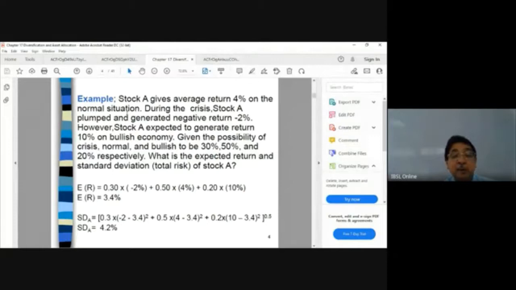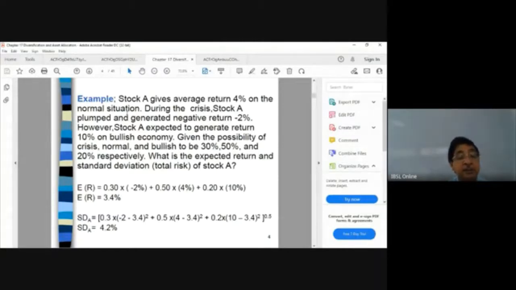So therefore, you can get the possibilities. There's a possibility of 30% in crisis, a possibility of 50% in normal, and for bullish it is 20%. The probability of having a bullish economy is 20%. So those things we have taken into consideration, and the expected return is calculated on the basis of that. Now you just look at it. Rather than going to the blackboard, we can just look at it and get the real answer.